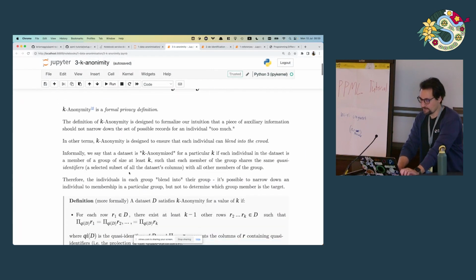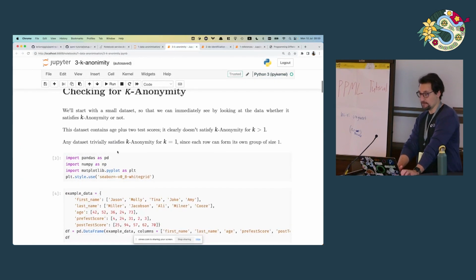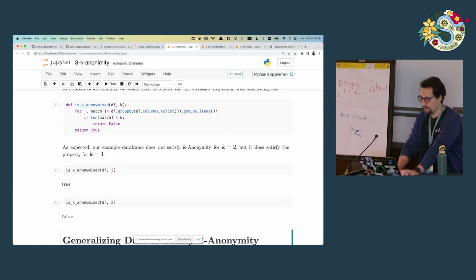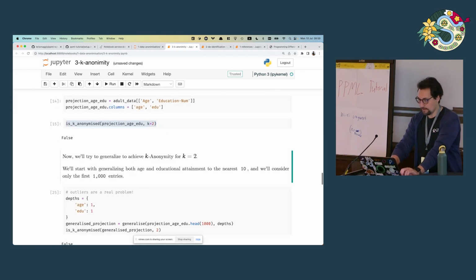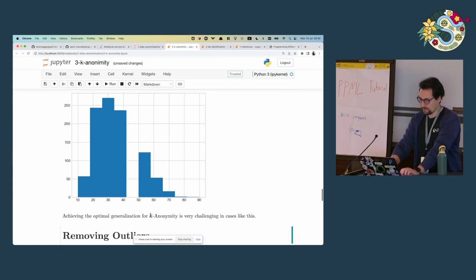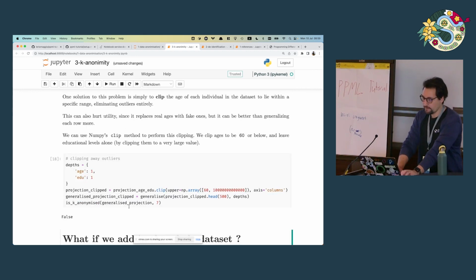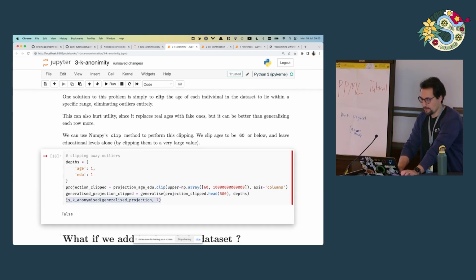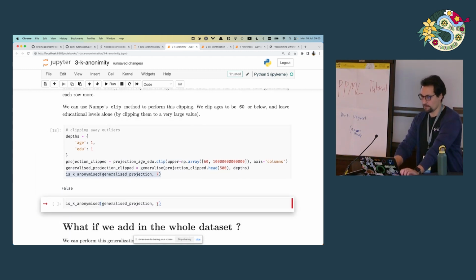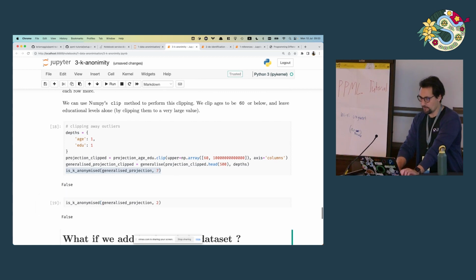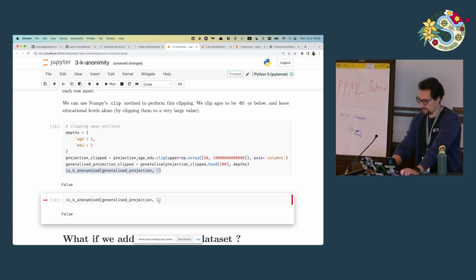What if we had the whole data set? What if we had more data? That was one of the main questions we were asking. If we try with all the 32,000 entries, this projection by itself is still not k-anonymized. If we try to generalize, finally, we're not dealing with outliers here, we're just generalizing the whole data set, we're finally able to find a k-anonymized version of 2.